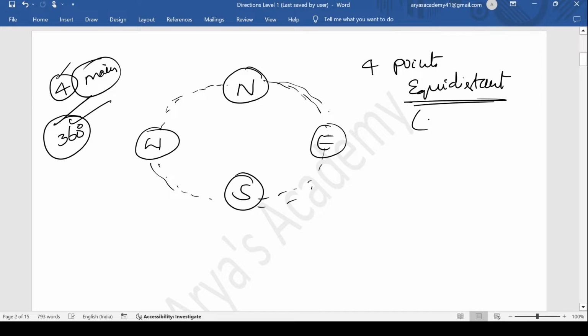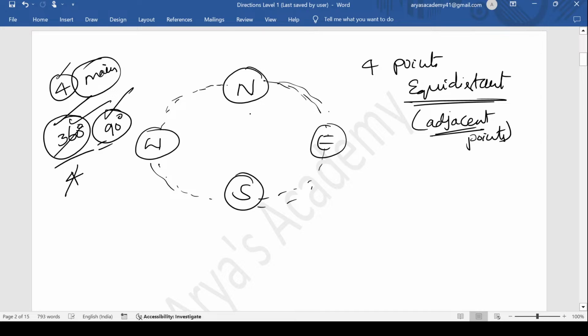Equidistance means we have to compare adjacent points only, not opposite points. Adjacent means side by side. North is adjacent to east and north is adjacent to west. Similarly, west is adjacent to north and west is adjacent to south. So all the points which are adjacent to each other are equidistant. It implies that 360 degrees has been divided into how many equal parts? 4 equal parts, because we are having 4 directions. Each angle will turn out to be how much? 90 degrees.